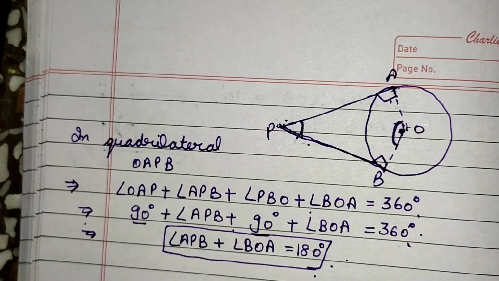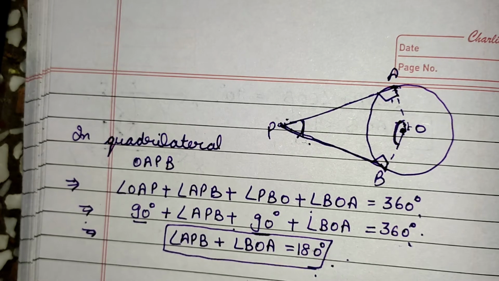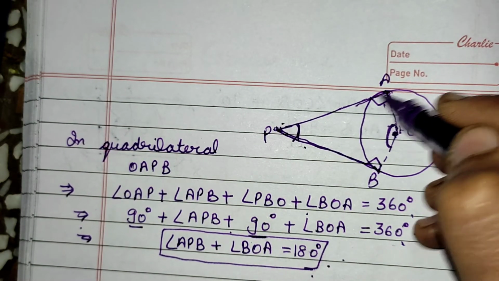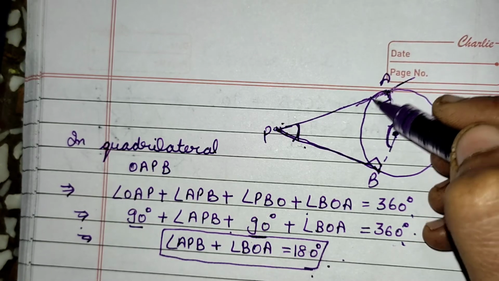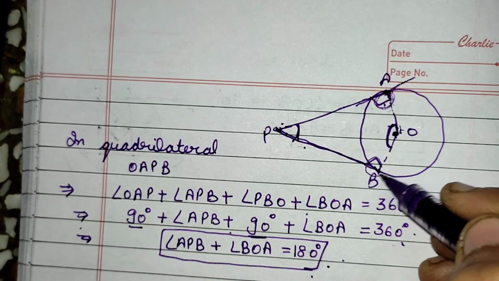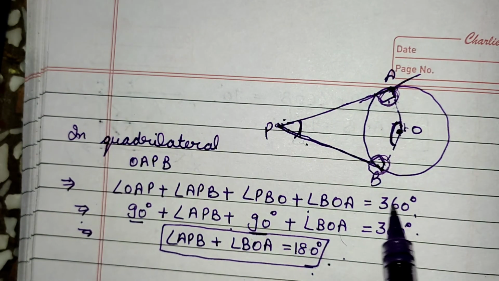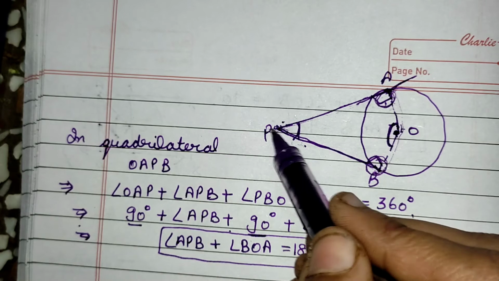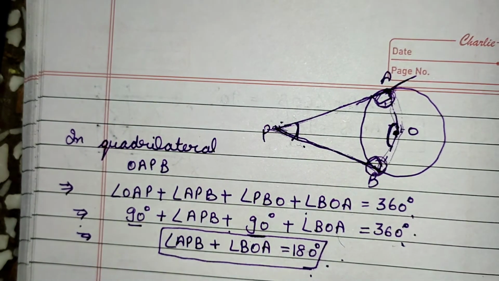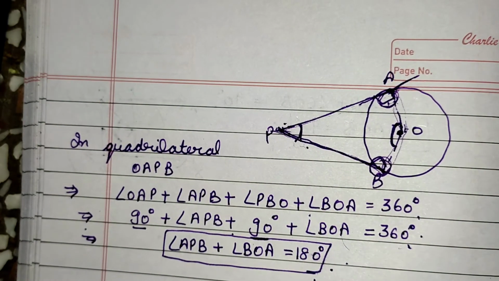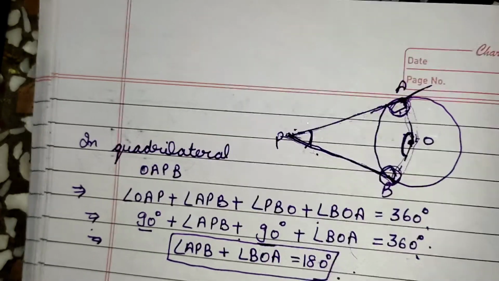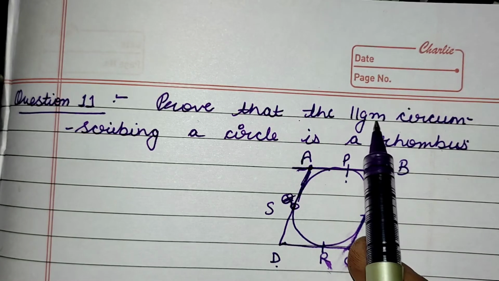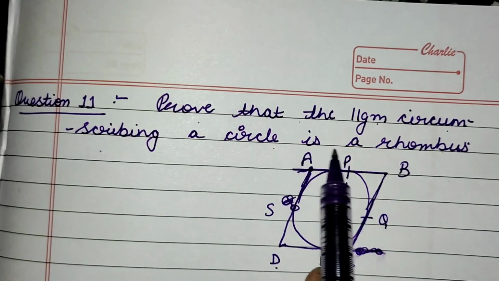The first concept is related to theorem number 10.1, which says that any radius drawn on the tangent at the point of contact makes an angle of 90 degrees. So both of these angles were equal to 90 degrees. Next we use the concept of the quadrilateral, that the sum of all the angles of a quadrilateral is equal to 360 degrees.